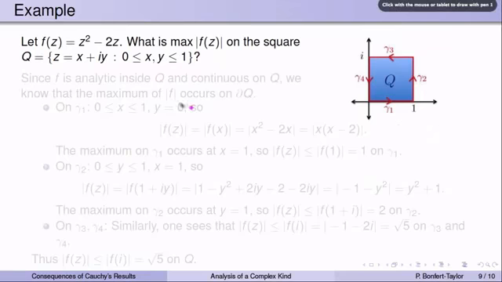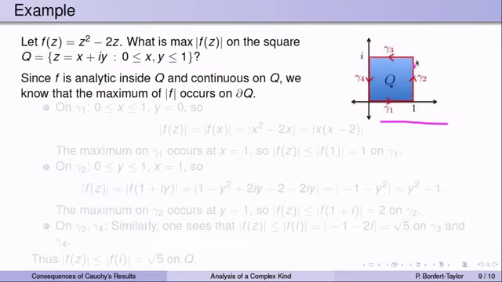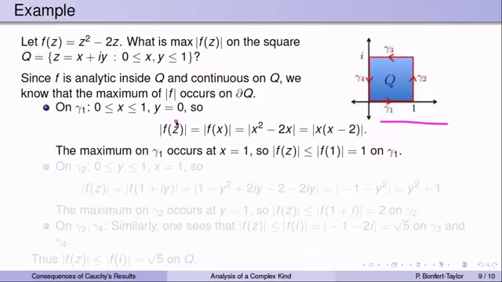Let's look at an example. Let's look at the function f(z) = z² − 2z, and suppose we wanted to know what is the maximum of the absolute value of f on this square, the square Q, consisting of all x + iy, where x and y are between 0 and 1. So I drew this square right there. Well, since this function z² − 2z is analytic inside Q and still continuous on the boundaries, in fact an entire function, we know that the maximum of the absolute value of f must occur on the boundaries, on these red curves. And so all we have to look at are these red curves. So let's look at them.